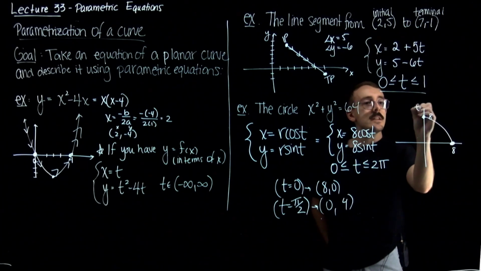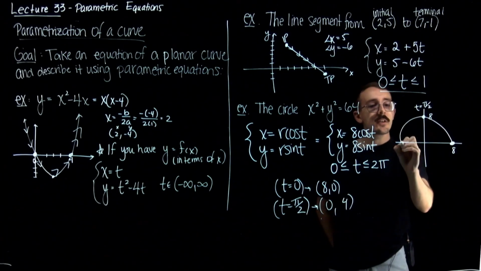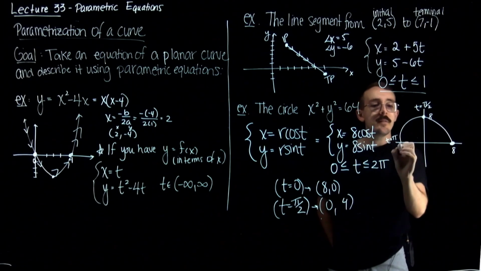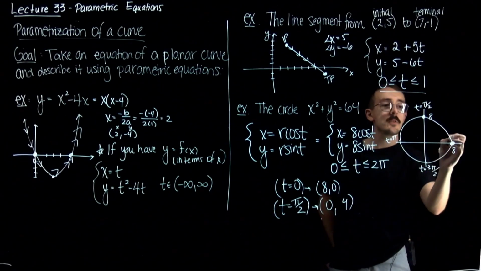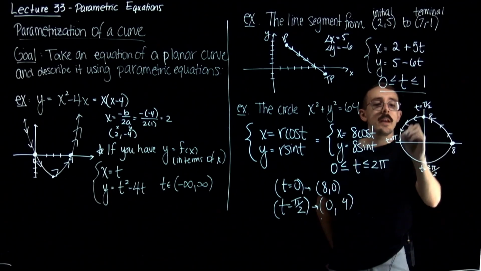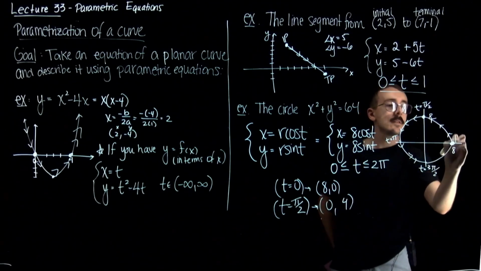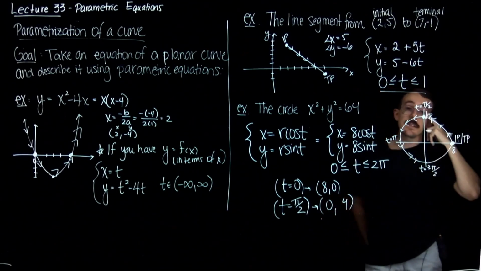You have t equals pi over 2 here. Then you're going to go down here to t equals pi. You go down here to t equals 3 pi over 2. And then finally, you'll finish your journey of the whole circle at 2 pi over there. So your initial and your terminal points are the same in this case. You end up in the same spot because it is a circle.